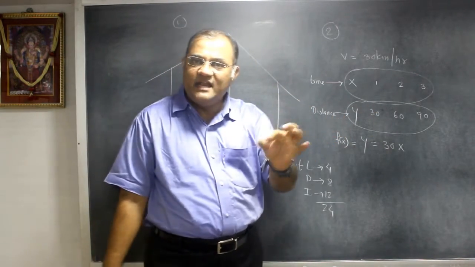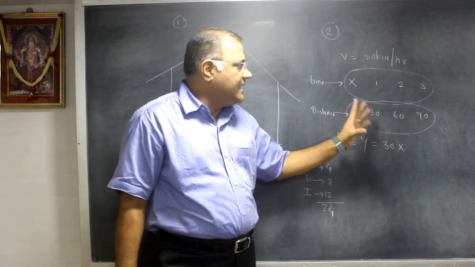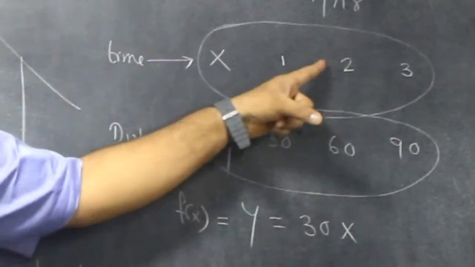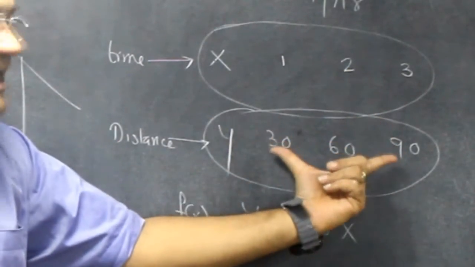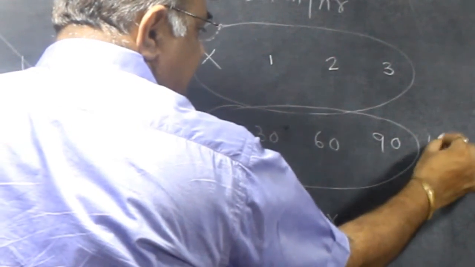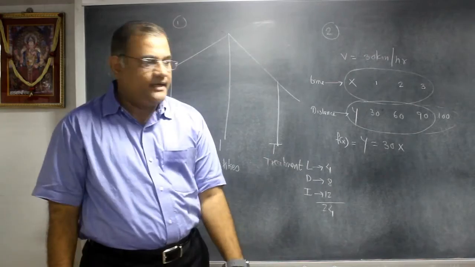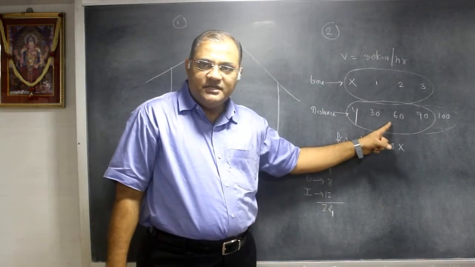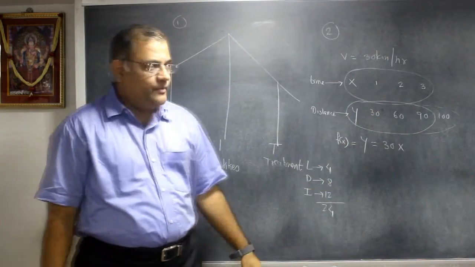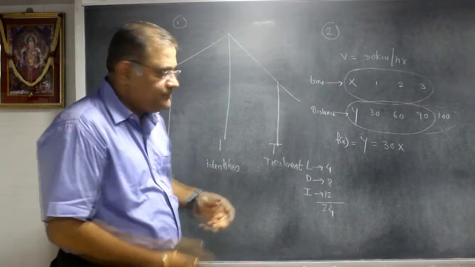Codomain में at least एक element extra हो सकता है, but range has got the exact replica. 1 का 30, 2 का 60, 3 का 90. So these are the images. तो ये हो गया आपका रेंज, और यहाँ मैंने एक्स्ट्रा एलिमेंट लिख दिया सपोज 100, तो उसको हम लोग कोडोमेन भी बोल सकते हैं. So I repeat, range is the subset of codomain. So that is my second point, function.